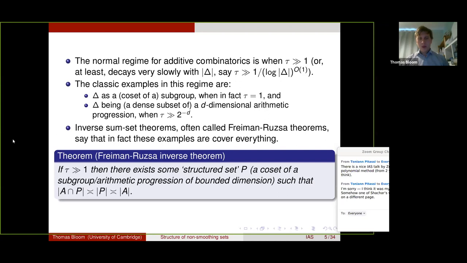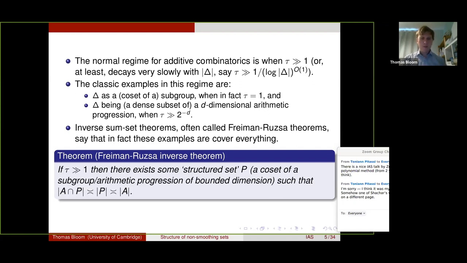And one of the main results of additive combinatorics, the family of inverse sumset theorems, which are usually called Freiman-Ruzsa theorems, in fact characterize exactly what kind of sets occur in this tau greater than one regime. And they say that basically it's these kind of examples and trivial modifications thereof.